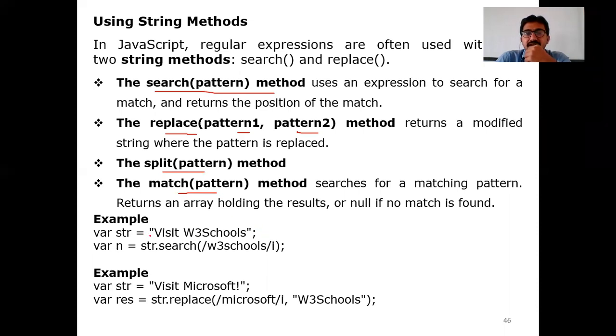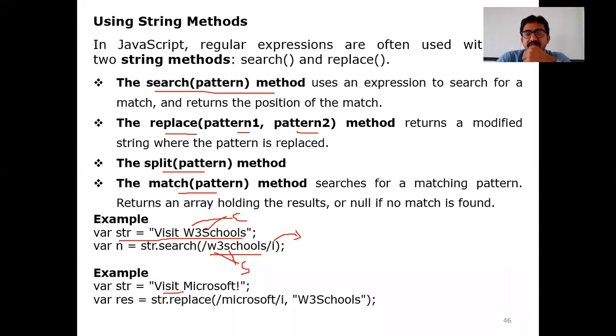See the example here. I'm taking a string literal, that is visit W3Schools. Inside this, if you want to search whether a particular substring or character is available or not, see for example w3schools. Here in this string literal, W is a capital and S is a capital, so both are capital. But in this pattern, both are small letters. Even though, because you are using the i modifier, which is case insensitive, it will search in that particular string with str.search of this regular expression. So it will match in the str and returns a value.